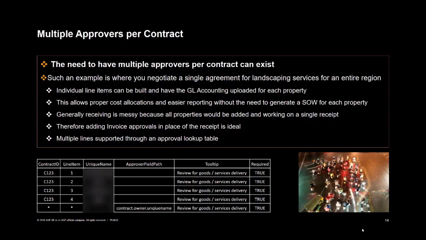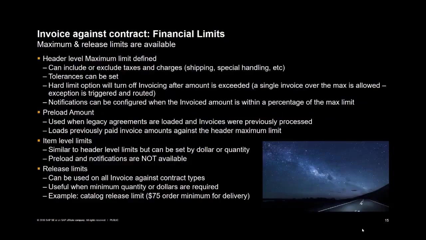So when an invoice comes in for contract 123, line 1, it'll send it to myself. Line 2, it'll send it to Mark Harris. Line 3 will go to Mark Darwish. Next, let's speak about financial limits within the invoice against contract buy channel. So there are release limits that we've mentioned earlier, as well as max limits.